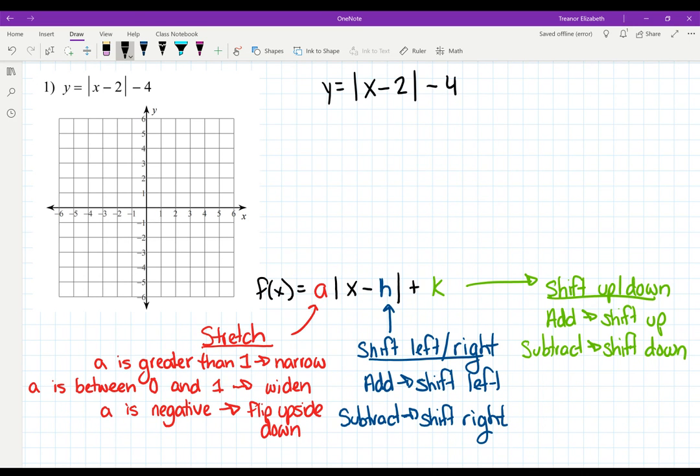and then minus 4. So the first thing you're going to want to do with questions like this is start by identifying the transformations. So as you can see, there is no a, so there will be no stretching. Your h is a minus 2. So remember, this is a bit backwards: we're subtracting, which means we're going to shift to the right. So this is going to shift right 2 times.